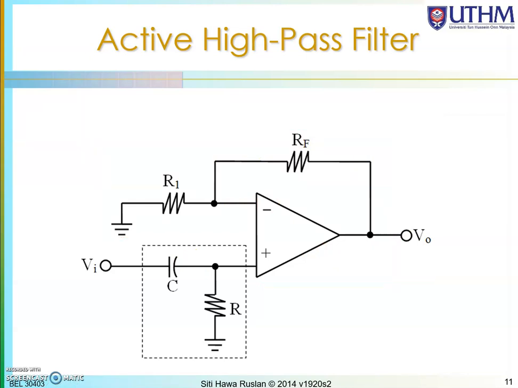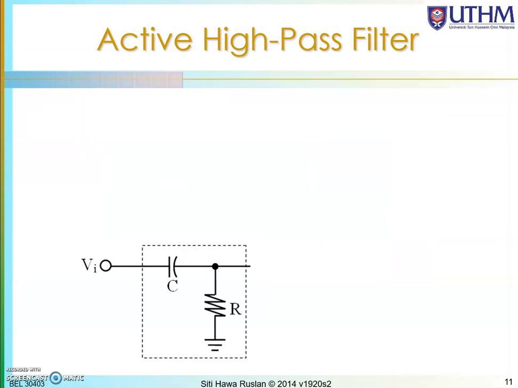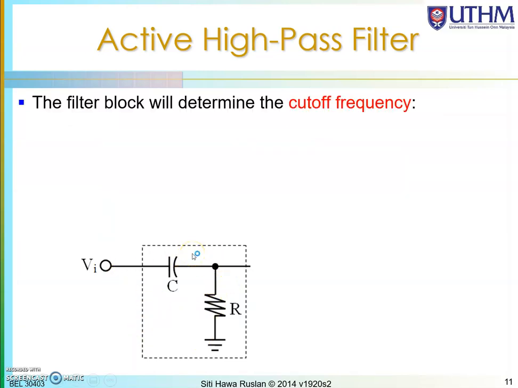Okay, and we can get the transfer function for the whole circuit by looking at the filter circuit first. Okay, from this you can get the transfer function, and this will give you also the cutoff frequency. The C and R will determine the cutoff frequency.